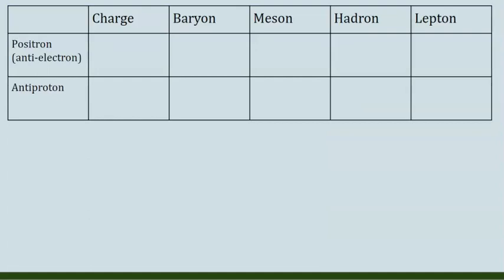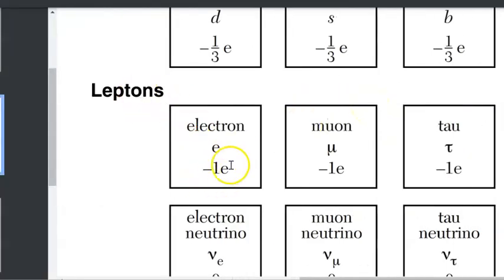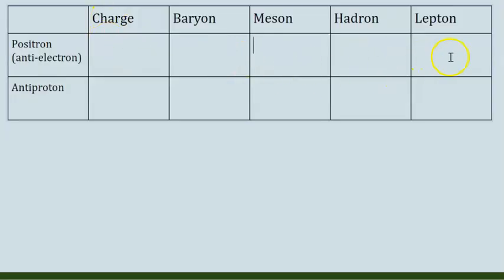The other 2 that I want to go over with you are positron and antiproton, because they actually don't fall into any of these categories. A positron is an antiparticle, so it's not technically a baryon, meson, hadron, or a lepton. The closest it comes to is a lepton, because we see that an electron is a lepton. So an anti-electron is not actually a lepton, it's an anti-lepton. So for these, you're not going to be checking any of these boxes. Same with antiproton. A proton is considered a baryon, so an antiproton is technically an antibaryon. So again, you don't really check any of these boxes for those 2.